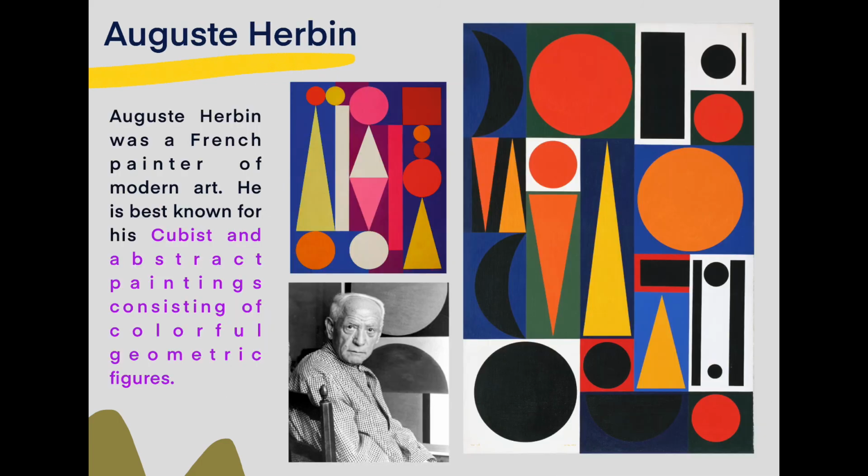Another famous artist that uses shapes is Auguste Herbin. So Auguste was a French painter of modern art. He is best known for cubist and abstract paintings consisting of colourful geometric figures. So we've got that word geometric again, and his work looks very different to Henri Matisse because he uses quite mathematical shapes. For example, he's got a lot of triangles, circles, rectangles and squares, but his work is also very colourful, and we're going to be working with colour today as well in your main task.